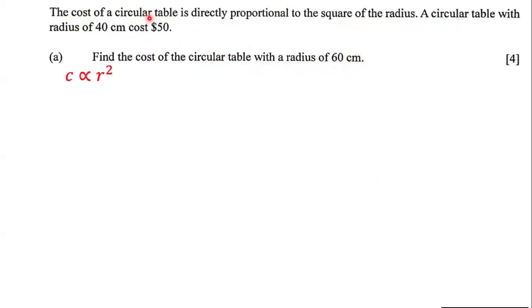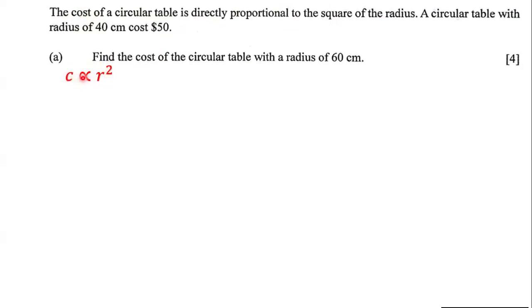Here, it says that the cost of a circular table is directly proportional to the square of the radius. And so we're going to use C for cost, and then we're going to use R for radius. And so the cost is directly proportional to the radius squared. This symbol here is for directly proportional. So we have that the cost of the circular table is directly proportional to the square of the radius, or to the radius squared. And so what does this mean?